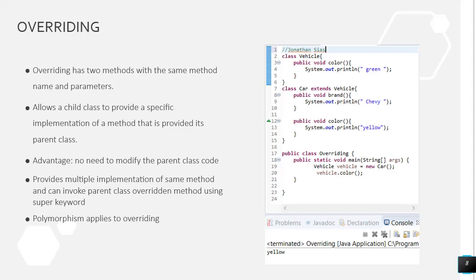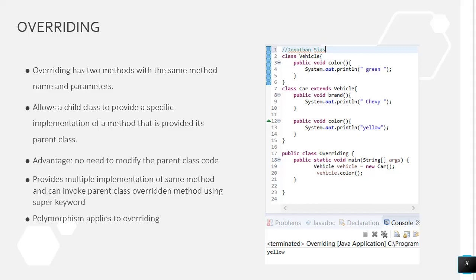And at runtime, a Car is created and assigned to vehicle. The JVM knows that vehicle is referring to the object of Car, so it calls the color method of Car. This is called dynamic polymorphism, and polymorphism only applies to overriding, not overloading.